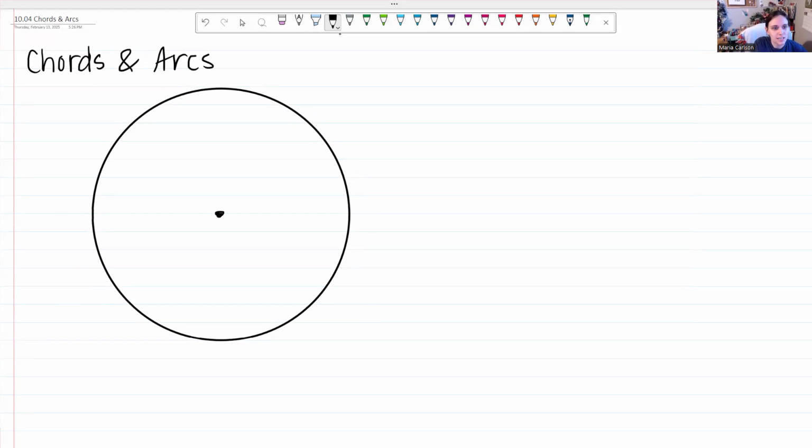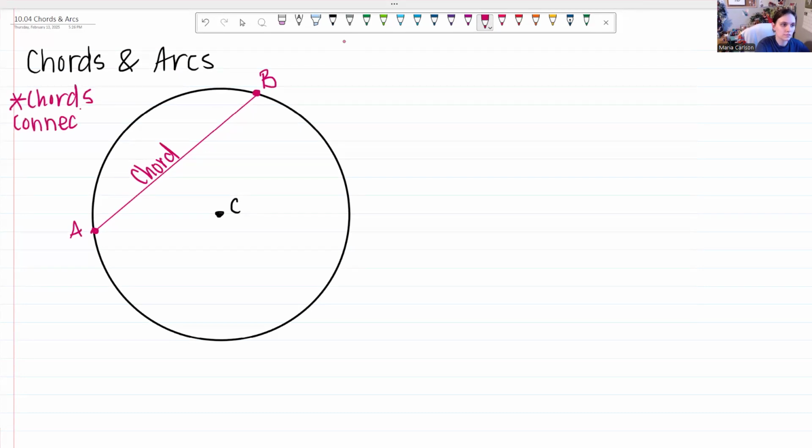So here's my circle, center C. And a chord is any line connecting two points on your circle. So let's make this chord here A, B. Again, this is a chord, and chords connect any two points on the circle. And remember that this is circle C here because it's named by its center.